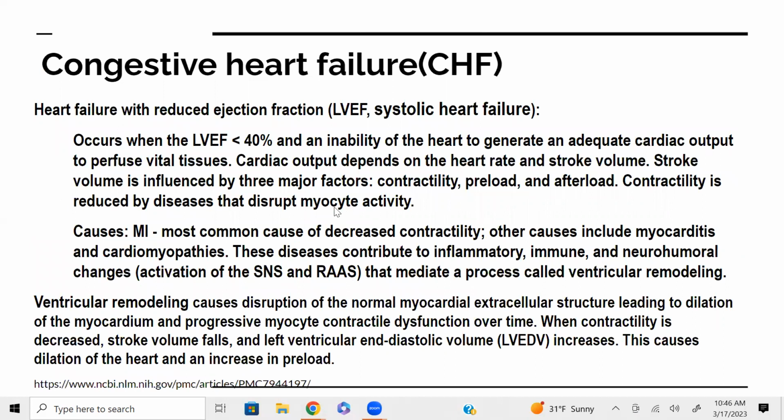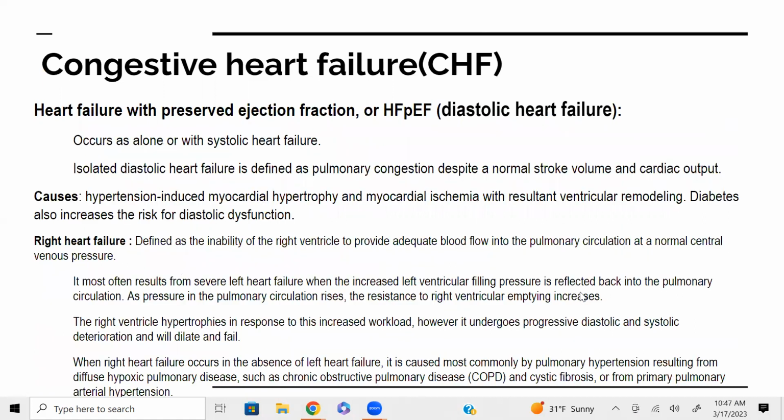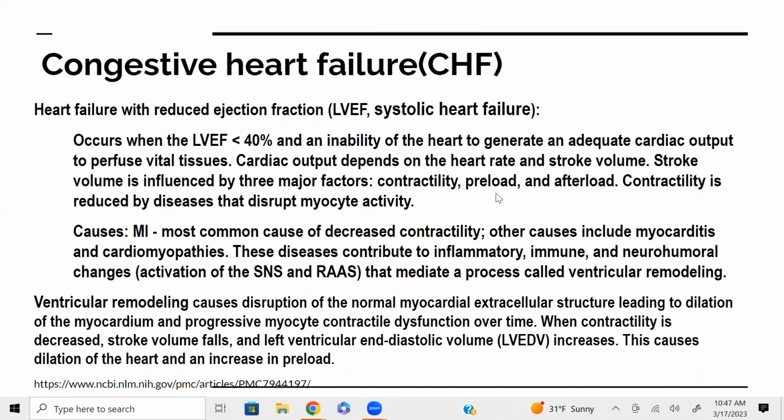The left ventricular ejection fraction of a normal heart versus congestive heart failure is listed here, along with the pathophysiological process with LVEF in left ventricular and right ventricular heart failure patients. This is a detailed slide continuing on diastolic heart failure. So diastolic is a right heart failure. Systolic is a left heart failure.